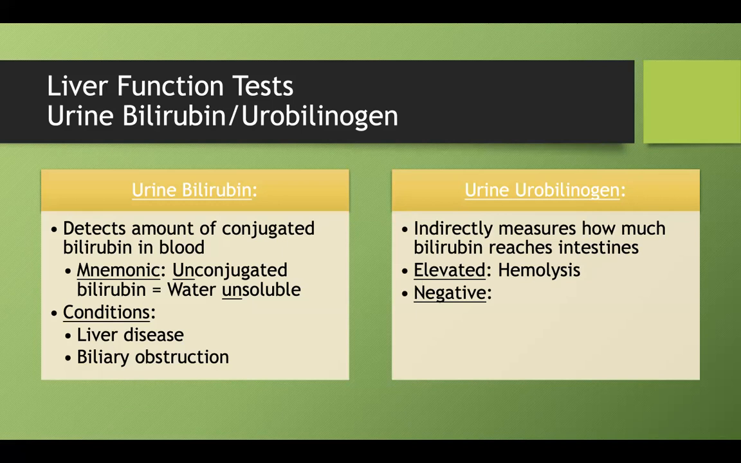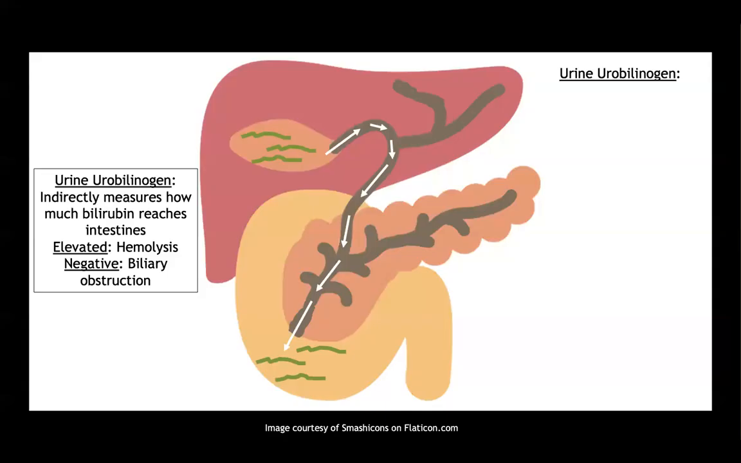Where would it be negative? What conditions can you think of where bilirubin just doesn't make it into the intestines at all? Well, it should make sense that biliary obstruction would be a very common contributor to a negative urine urobilinogen level. So let's go over urine urobilinogen briefly.